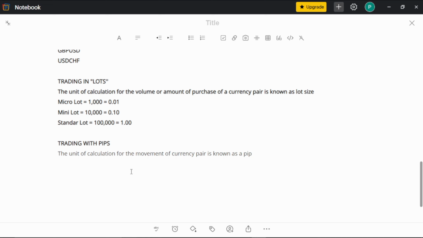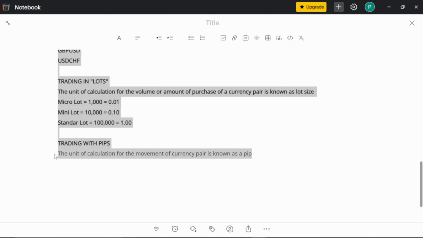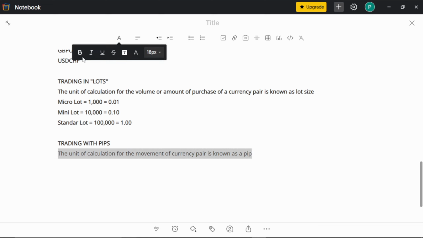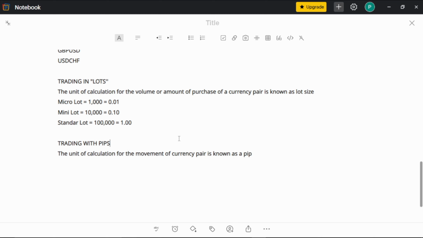Okay, so now the implication of this is that when you want to get the exact lot size you're supposed to use in a particular trade, you're supposed to know the pip difference of price, which obviously TradingView is going to help you do. And then you input it into your calculator, and then you input the amount that you want to risk on the trade, and it will give you the lot size you're supposed to use.